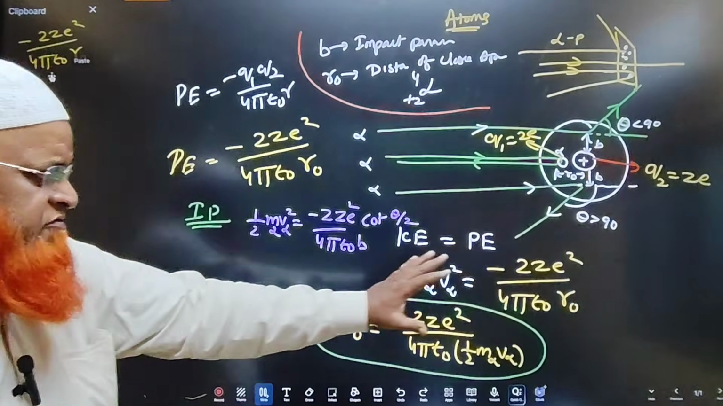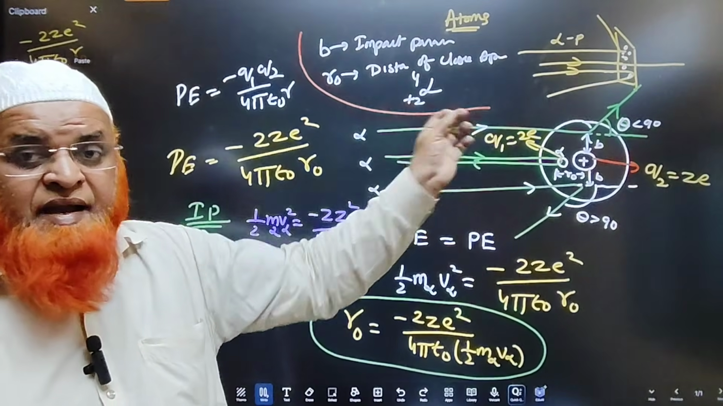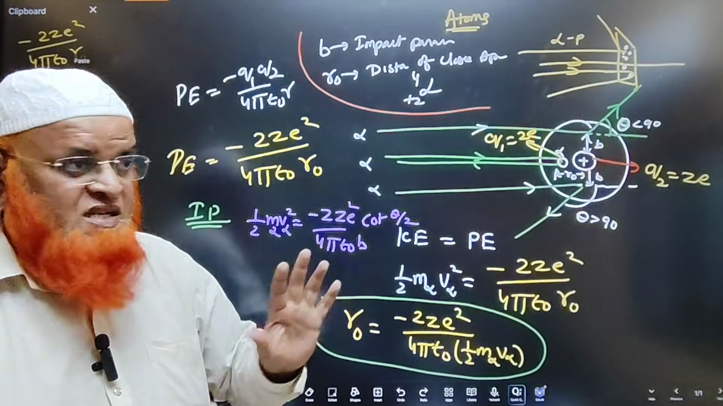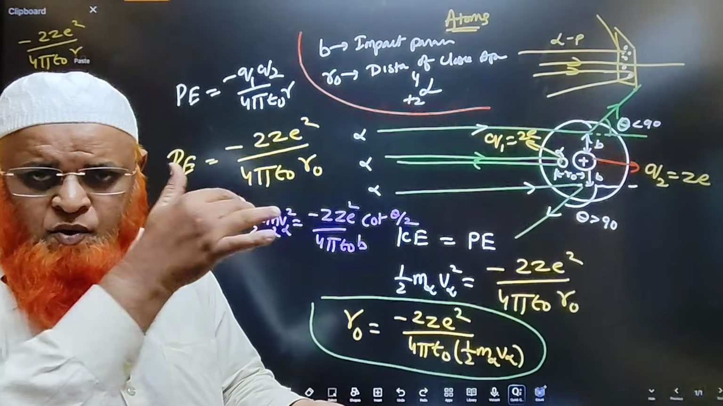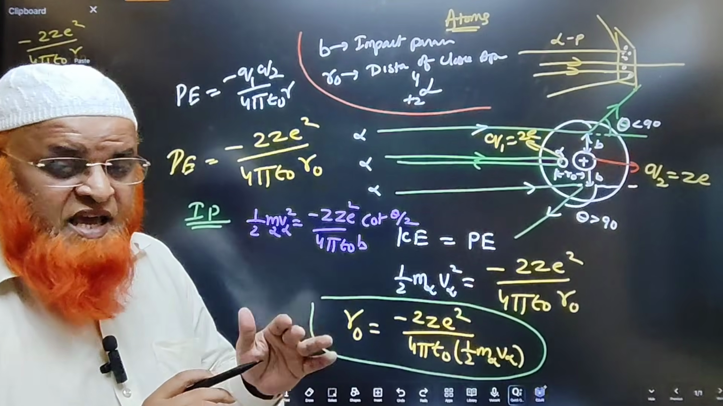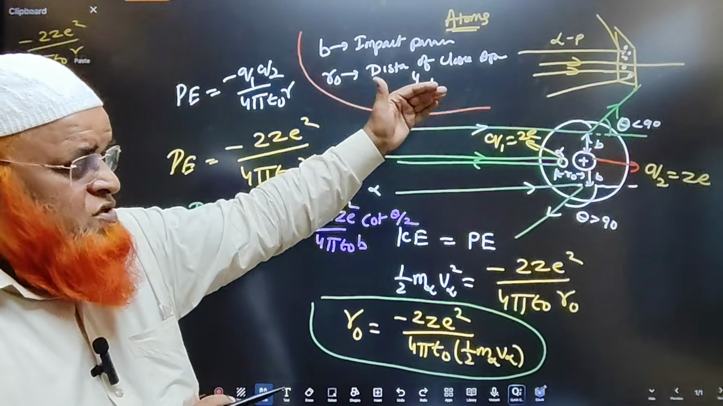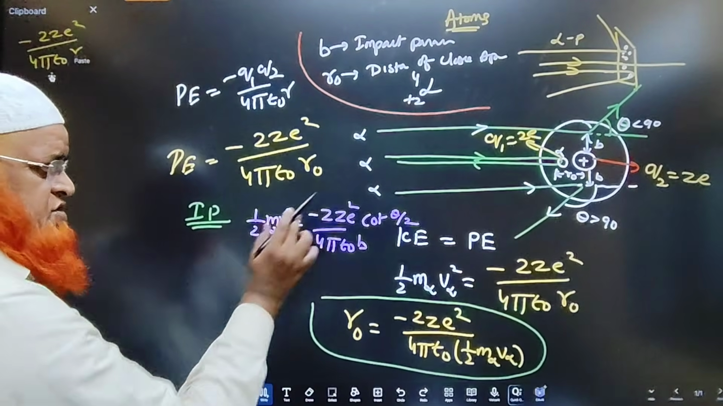So it is the same formula for impact parameter also, but the extra thing is the angle coming in, because it depends upon the angle. R naught does not depend upon the angle. R naught is when the particle goes exactly towards the nucleus and comes back. But b is not going to be the same. It changes as the particle goes closer or farther. Understood?